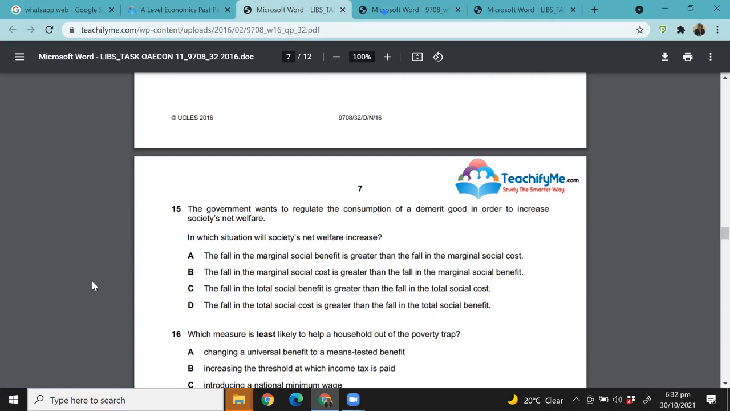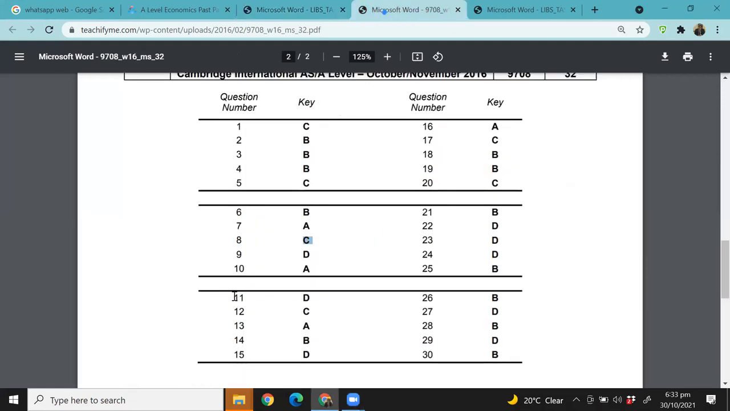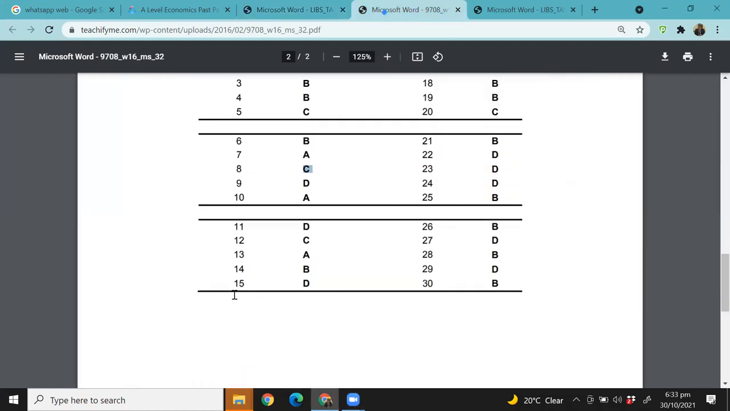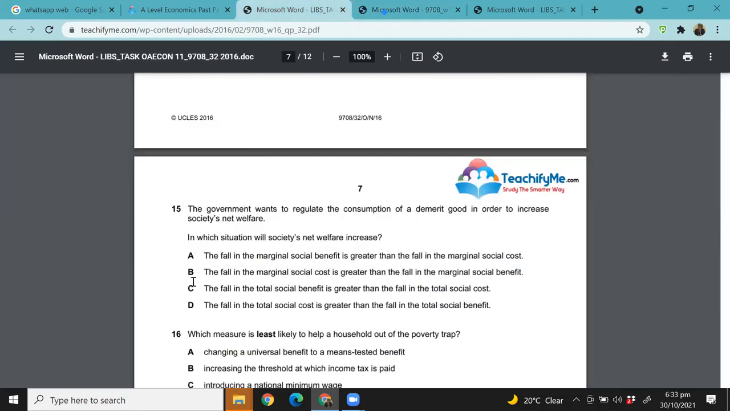In order to increase the society's net welfare. The second option, the fall in the total. Right. What do you think should be the answer? 15 should be B. Exactly. I also think it's B. Let's check. 15 should be B. 15 is D. The fall in the total social cost is greater than the fall in the total social benefit.